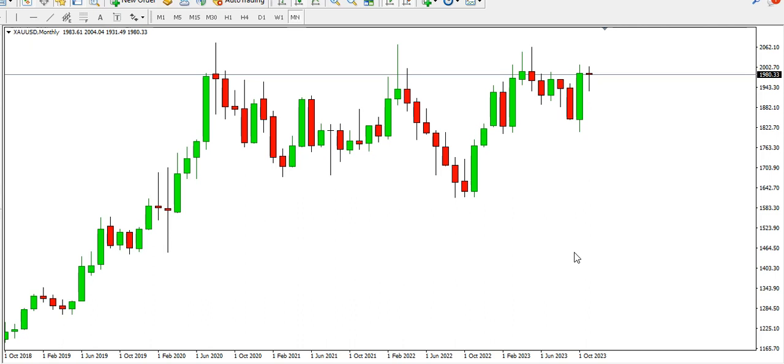Okay, this is a monthly chart. Looking at the left side, we can see a shooting star. A shooting star is usually a reversal candlestick pattern, a bearish reversal candlestick pattern. Hammer is the bullish reversal candlestick pattern. But this didn't really push price down because price is already in the bullish trend.